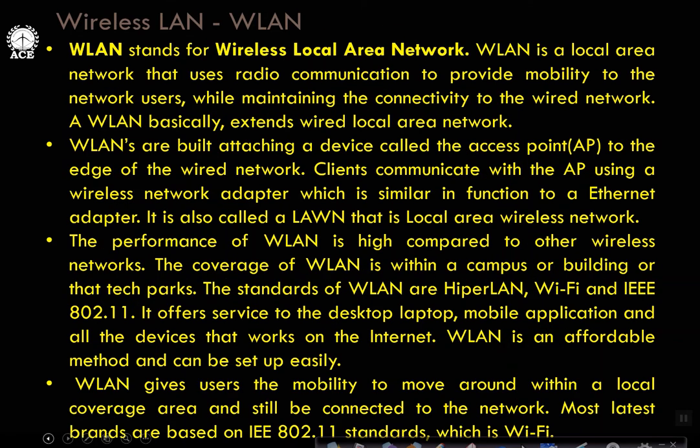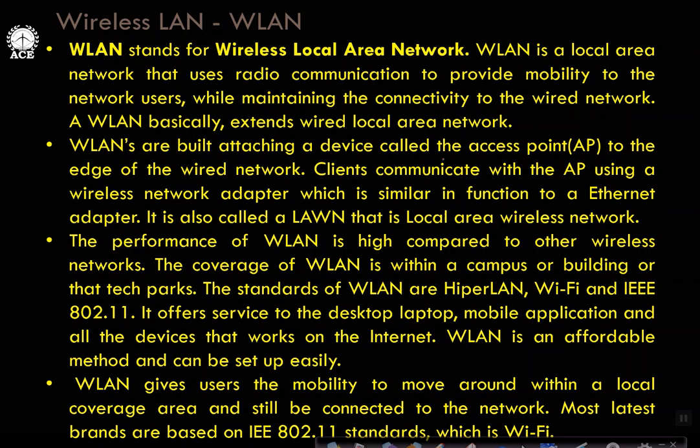Next, I will go through some of the important points of wireless networks. You can also pay attention. It is a local area network that, as I have already told you, uses radio communication to provide mobility to the network users while maintaining the connectivity to the wired network. It means access points are connected through a wired network. So it basically extends the wired local area network. Same thing in our college: we have a wired network, and then the extension is made through access points to provide connectivity to mobile users.